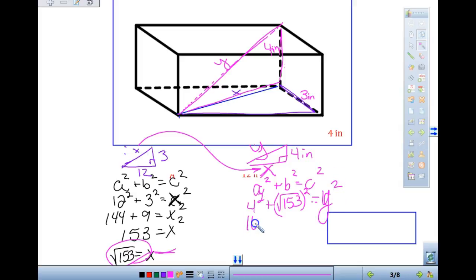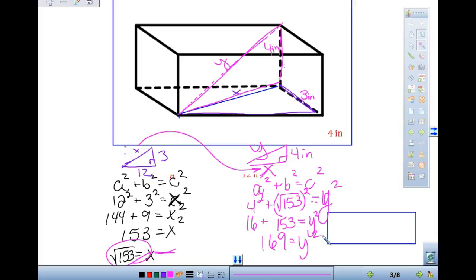So I have 16 plus 153. It actually comes out to a pretty nice number, right, when you add those together. What is y squared? 169. Do we recognize it? Yeah, perfect square. It is 13. Someone said, all that work to get 13? Yes. This is an 8-point question on the test. Okay? You just have to do it twice.